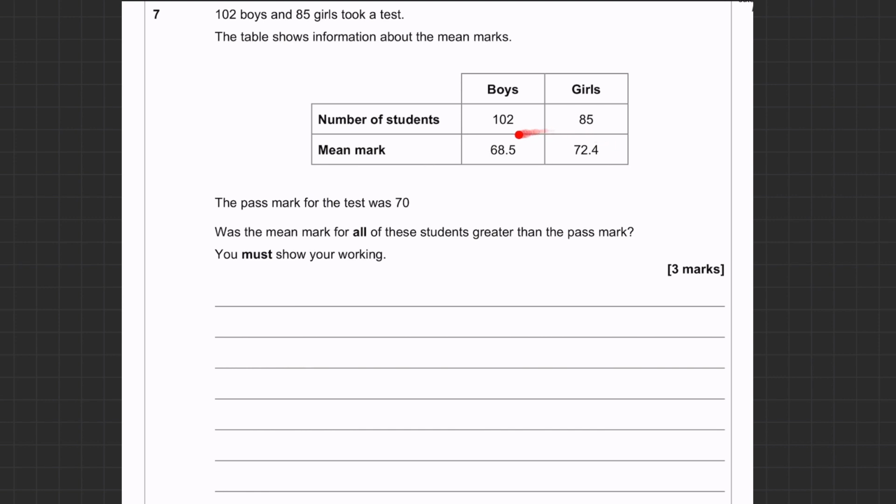Now, you can't just add these two mean marks and divide them by 2, because the proportion of boys is not the exact same as the proportion of girls. So what we need to do is find the total of marks that the boys have and the total marks that the girls have. So we'll start off by working out the total marks the boys have. So the boys, they have, well, there's 102 students with an average mark of 68.5. Enter that into your calculator.